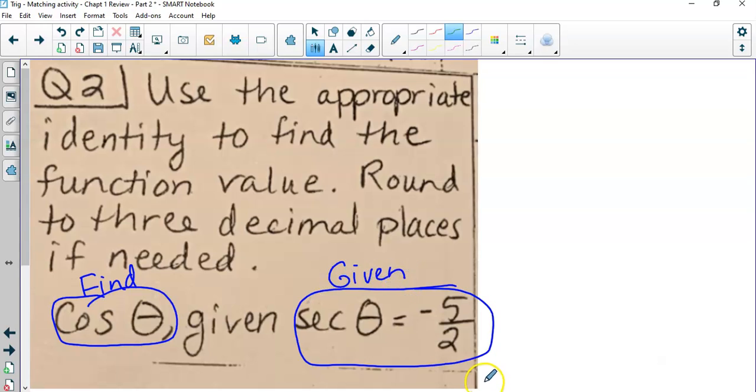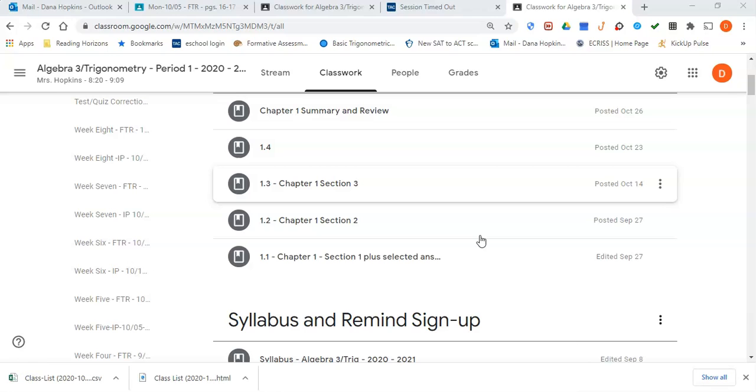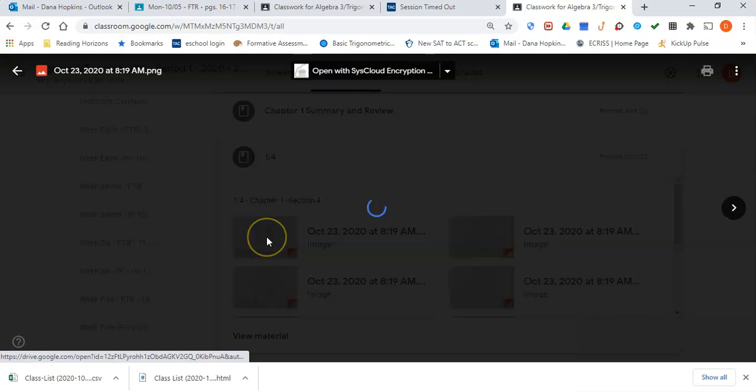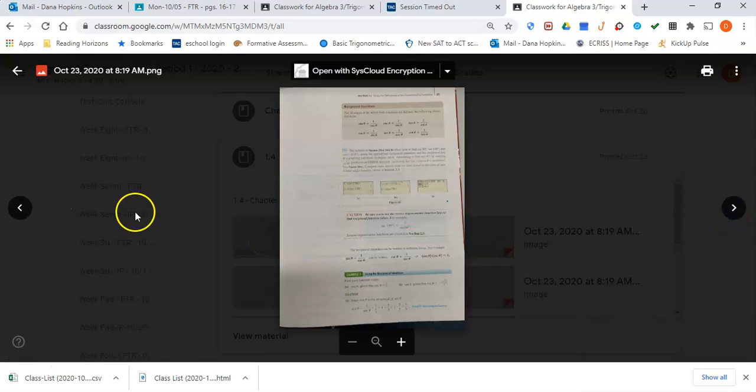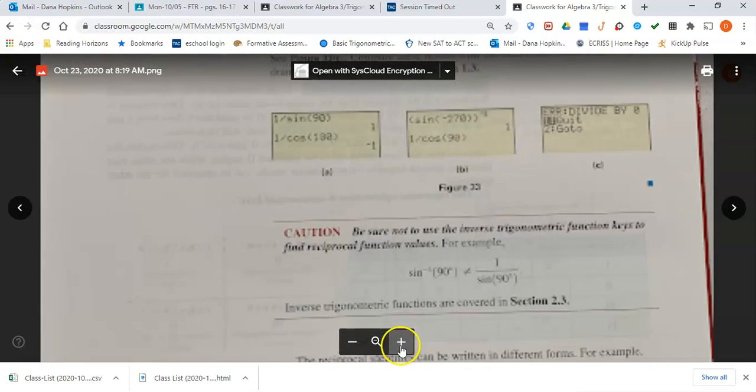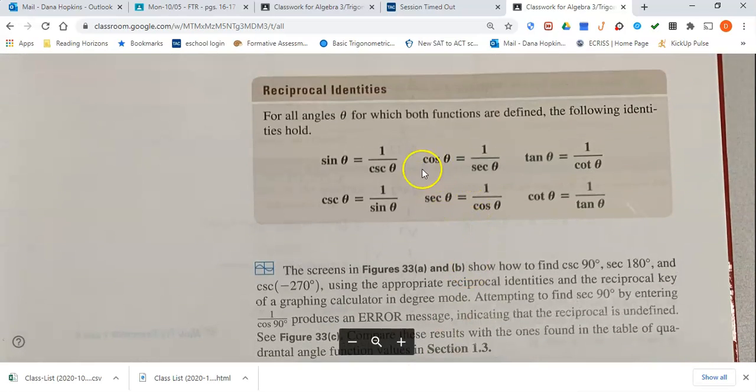These were questions from section 1.3, and what we're doing is using those reciprocal identities. So I'm trying to find the cosine of theta, and I'm going to replace it with one of the reciprocals. So these were in section 1.4, the reciprocal identities. So what I can do is I can either look in the notebook or I can go ahead and flip to that section, and here they are in this second page right here. Okay, so I'm looking at the one that says cosine theta equals, and I'm going to write down 1 divided by the secant of theta.